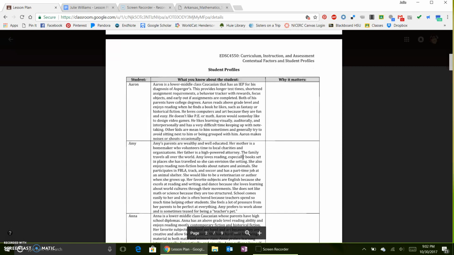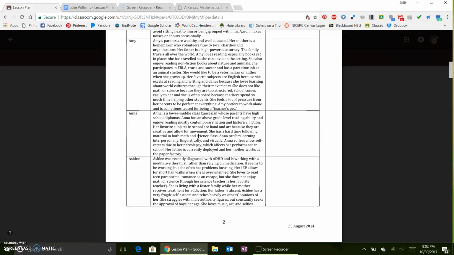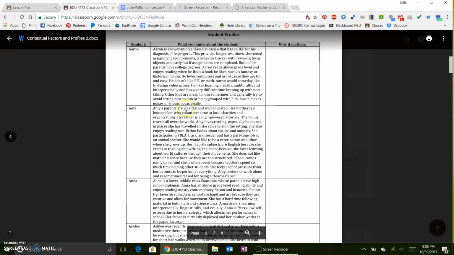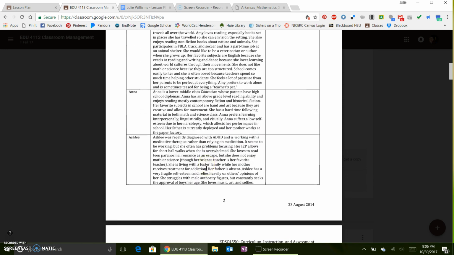Here you can look at specific students in your class and read some information about them. Like Anna is lower middle class Caucasian whose parents have high school diplomas. Anna has an above grade level reading level. She enjoys reading contemporary fiction and historical fiction. She loves band and art because they're creative and allow for movement. She has a hard time following material in both math and science. She prefers interpersonal learning, which means she likes group work. That's really great because I'm already doing that. She's a visual learner. She suffers low self-esteem due to her narcolepsy, which affects her performance in school.